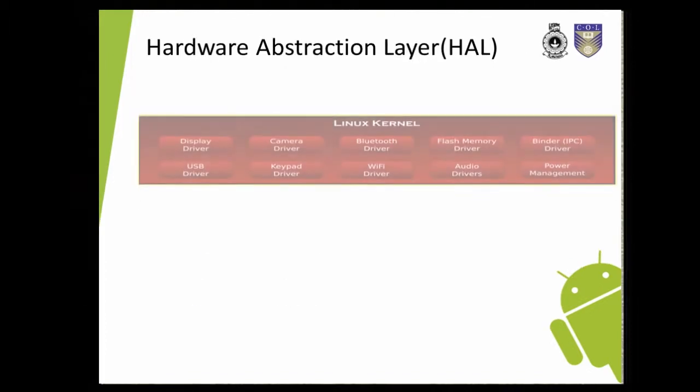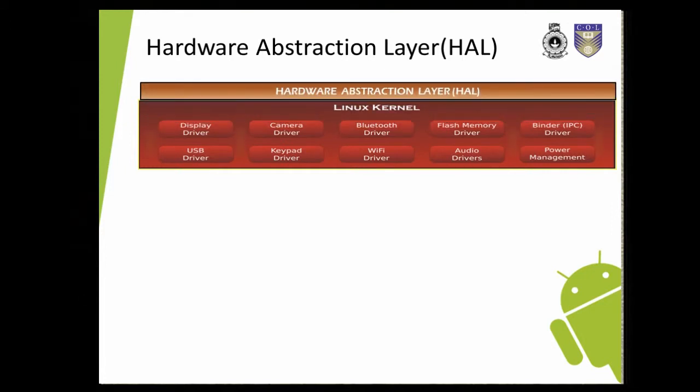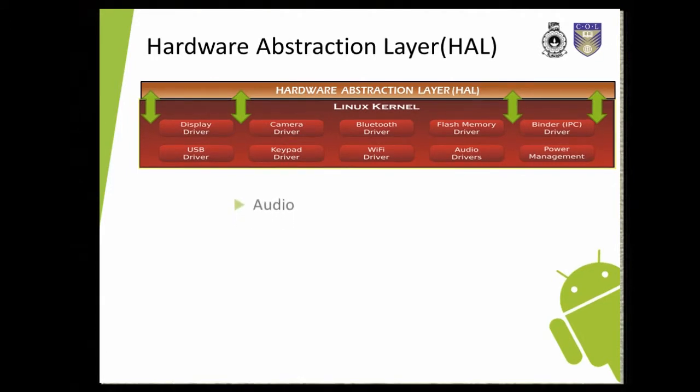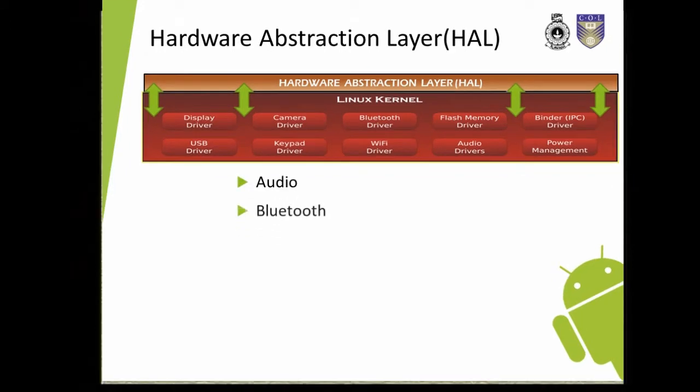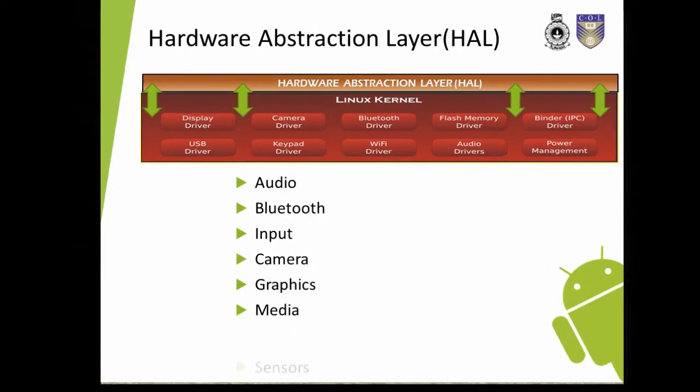Hardware abstraction layer. This interacts with the Linux kernel, and it also has components related to hardware such as audio, Bluetooth, input, camera, graphics, media, and sensors.